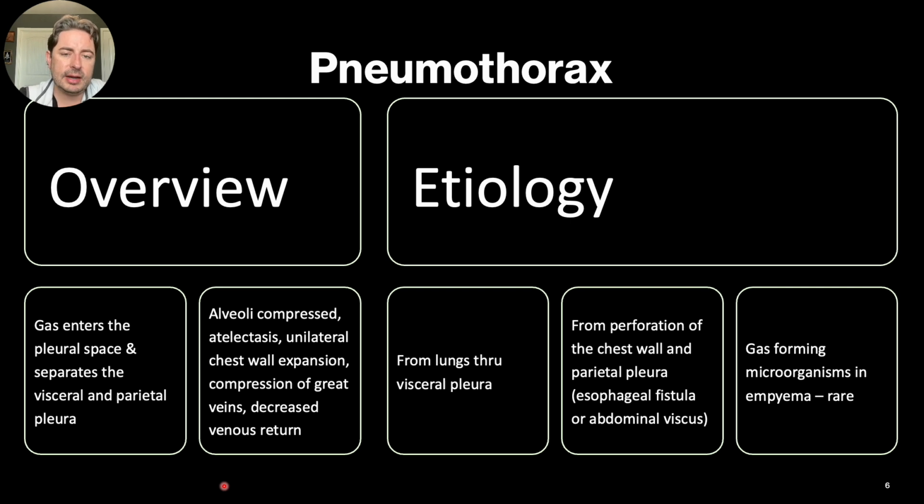The last one that we see here, it's quite rare and it's associated with empyema. Empyema is pus in the pleural space. We'll talk about pleural effusions. Empyema is a form of a pleural effusion. These are rare, but you do have some gas-forming microorganisms within empyemas that produce gas that will then lead to air in the pleural space that way. So that's the overview of definitions, what to expect, and etiology when it comes to the pneumothorax.